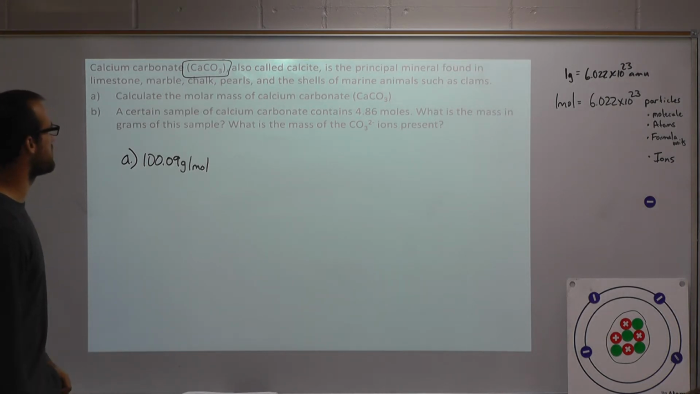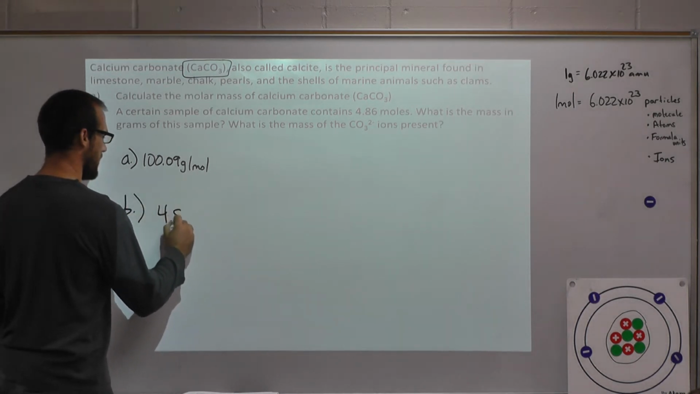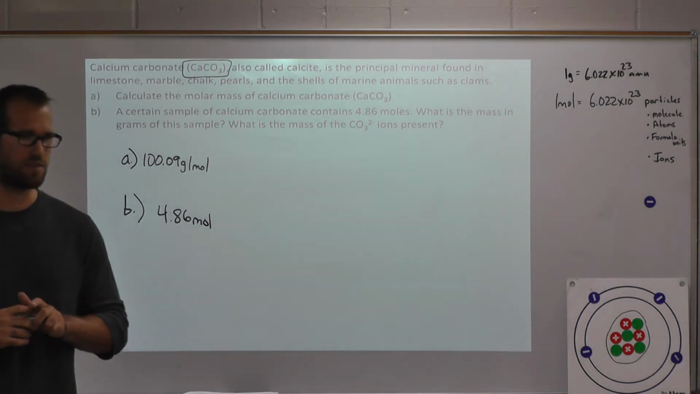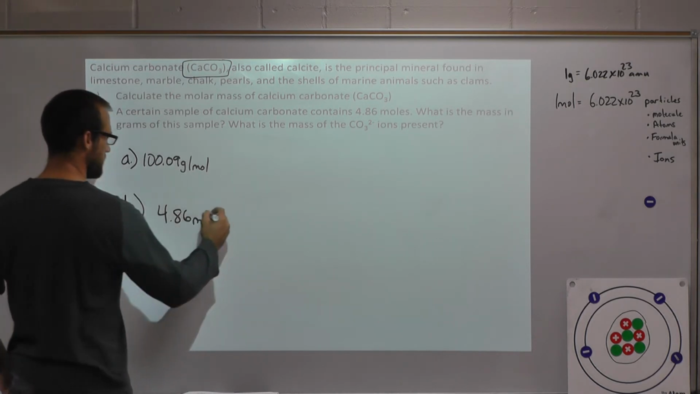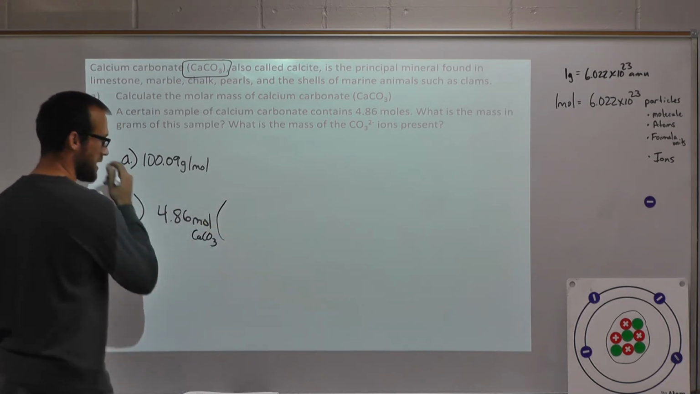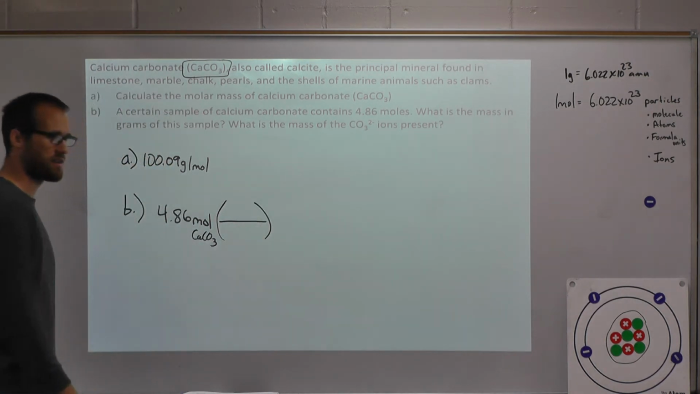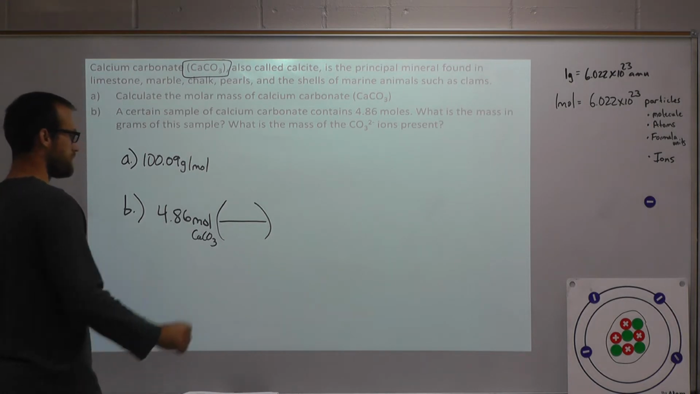A certain sample of calcium carbonate contains 4.86 moles. So this is a little different from the previous problem because we're starting with moles now instead of mass. And it wants us to figure out the mass. And remember, this is calcium carbonate. How many moles of calcium carbonate do I have? We know the molar mass, so we can figure out the mass from that, correct? We know that we got 100 for every 1 mole, so we should have a little less than 500 here, I'm assuming, just looking at it visually.